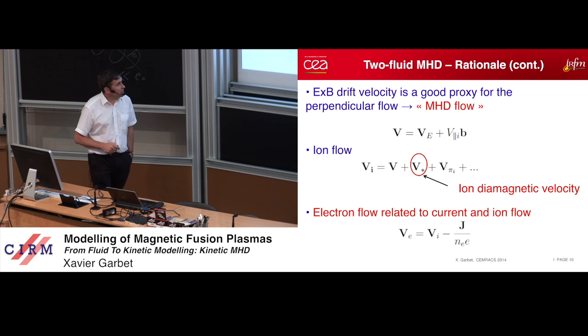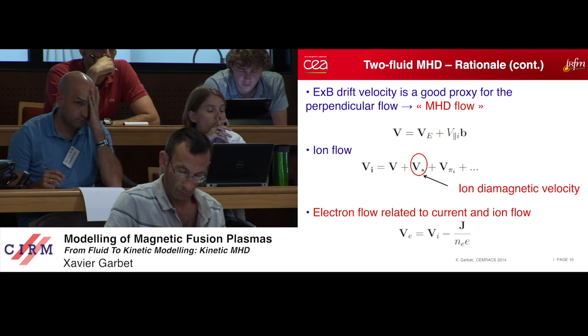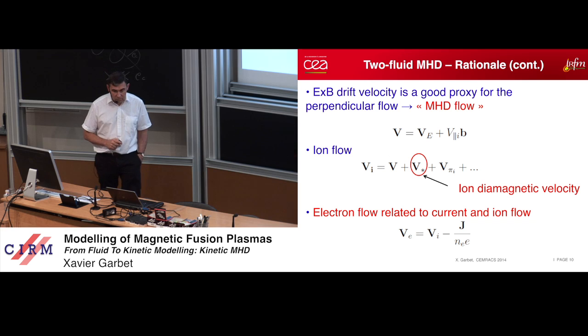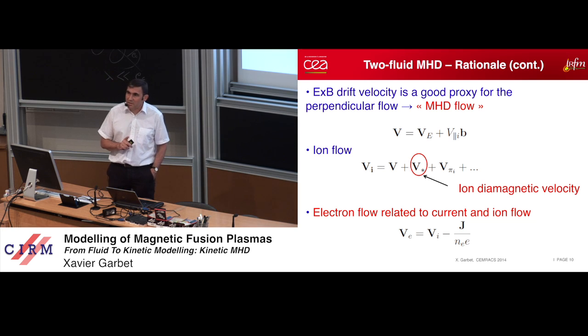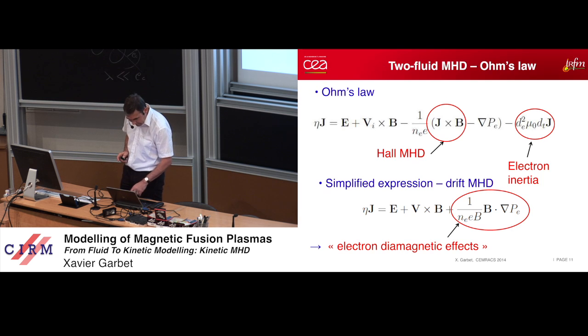So the simplest thing is to use the definition of the current, okay, and say that the electron velocity is related to the ion velocity and the current, right? Divided by, of course, the electron density times the charge. Here the charge is a positive charge, right? It's 1.6 10 to minus 19 Coulomb.